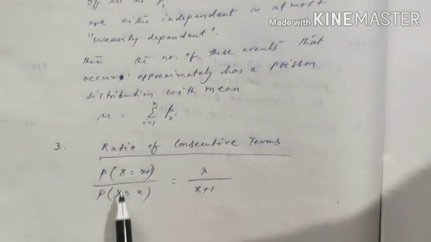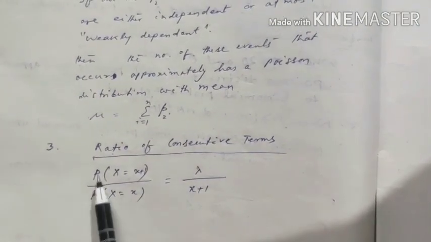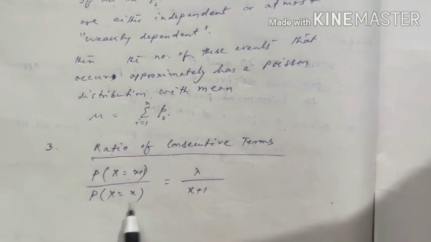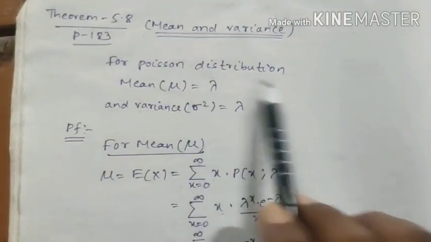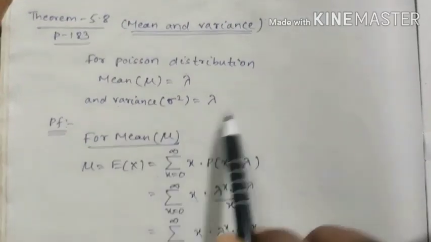Similarly, for a Poisson distribution, mu is equal to the summation of p_i, i equals 1 to n. The ratio of consecutive terms: p(x+1) by p(x) is equal to lambda by (x+1). Now the mean and the variance of a Poisson distribution: the mean is equal to lambda, and the variance is also lambda.